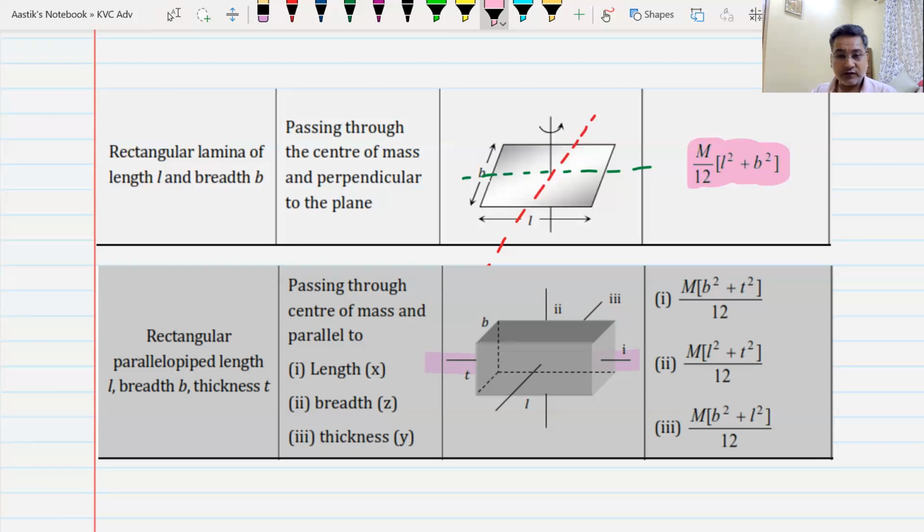For a cube, all of these are equal. So for a cube, about any axis, 1, 2, or 3, the moment of inertia would be mL square by 6. Do we understand this? Yes, sir. Write it down now. Write down this cuboid, draw the diagram, write it down so that you don't forget. So the moment of inertia will be mL square by 6.